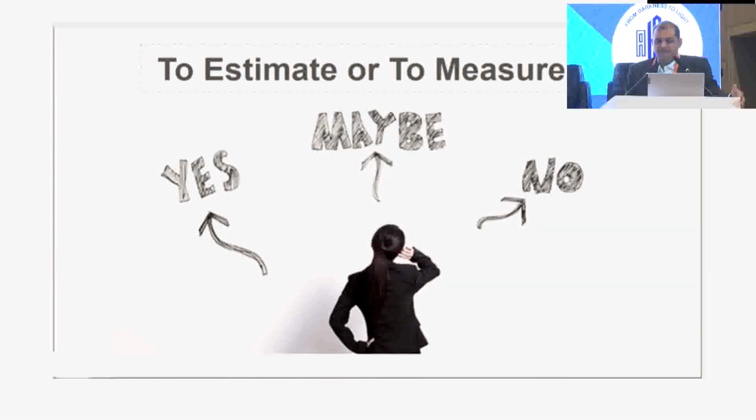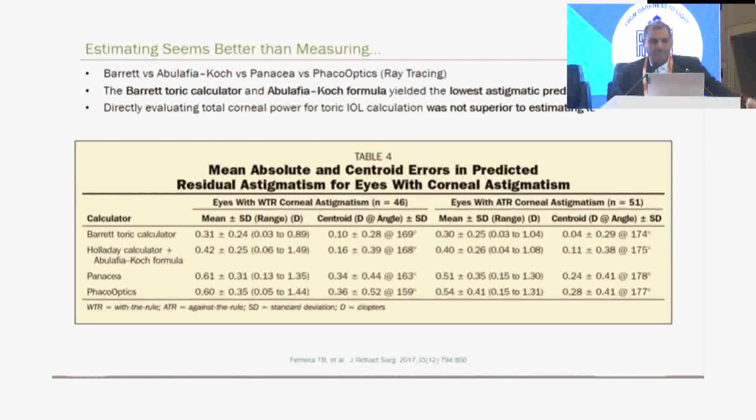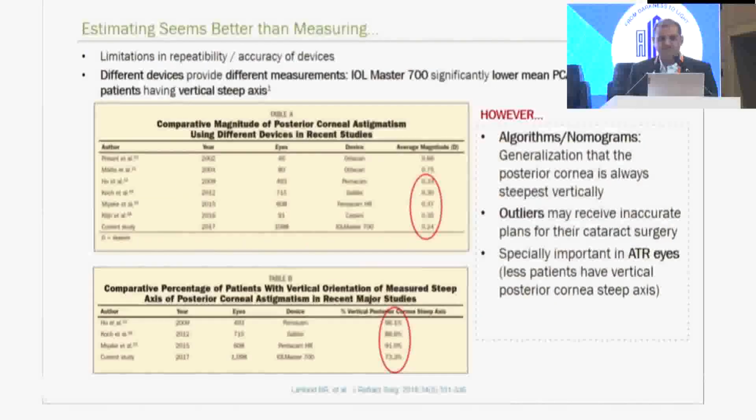This confusion has been cleared up by certain studies conducted by Dr. Ferreira. In 2018 he came with a study comparing the Barrett, Abulafia-Koch, Panacea and the FICO optics toric calculators, and they found the lowest astigmatism prediction error. But when they compared estimation and measuring, neither was superior. In the same way, certain studies show that the different devices measuring the posterior corneal power also do not give equal readings.